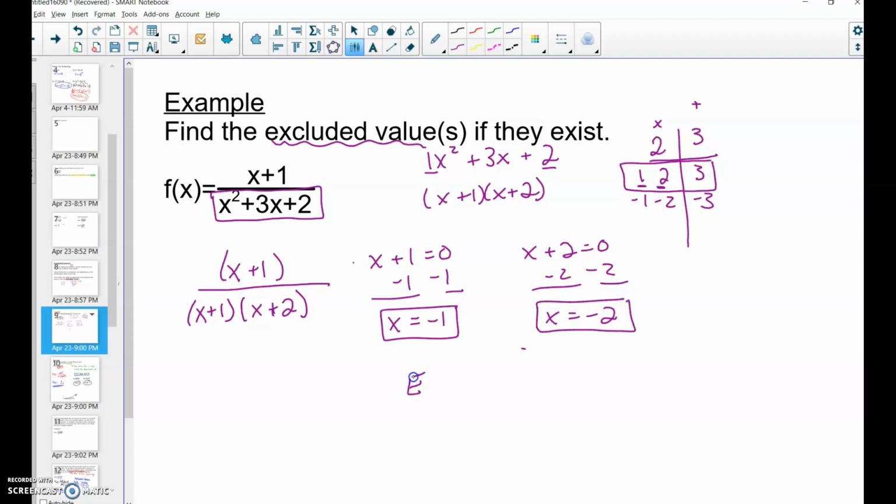So my excluded values are -1 and -2. For either one of those values, if you plug them in, you get 0 on the denominator. So that's what you have to focus on first before we do anything later on in this unit with simplifying, multiplying, dividing, adding, any of that stuff later on with rationals. Before you do that, you have to find your excluded values.